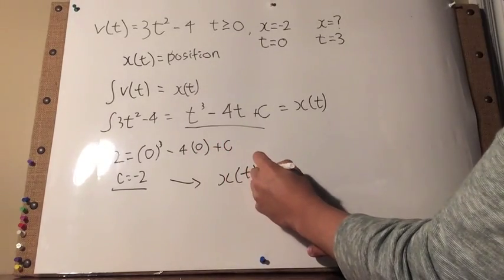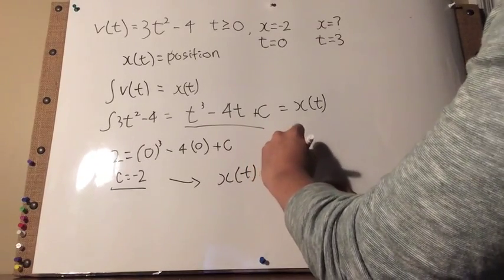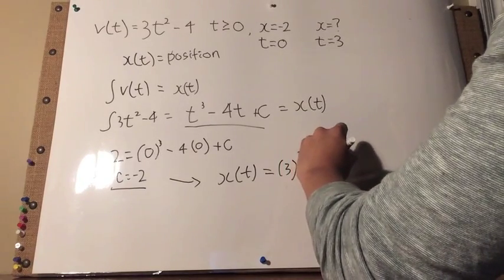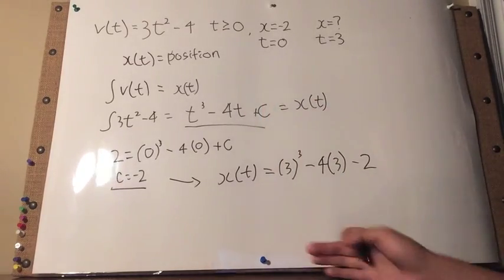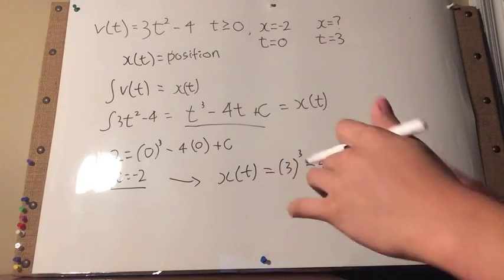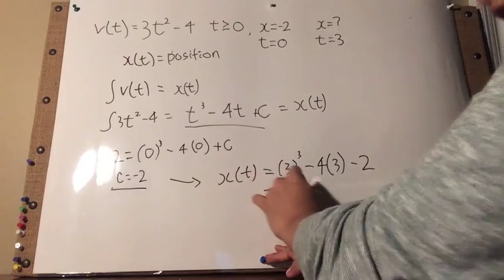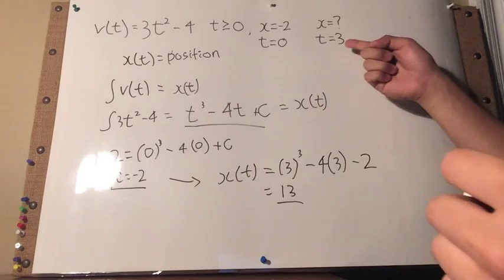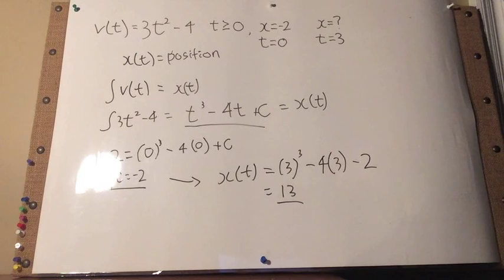x of t equals, and plug in 3. Sorry for the messy handwriting, it's kind of hard to write it like this. And then so you get this, and then once you solve everything for it, x of t should equal 13. So this basically means when time equals 3, the position of the function is 13. So this is how you solve for number 10, and thanks for watching.